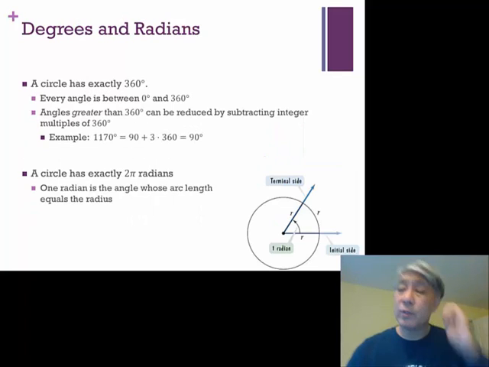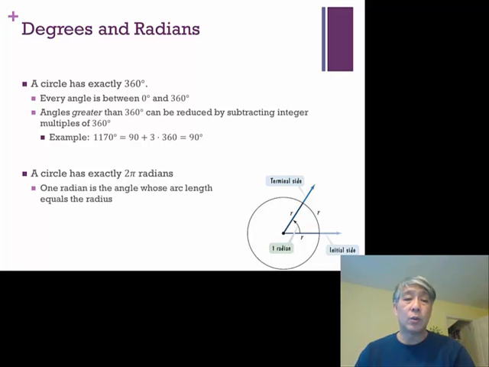Okay, so degrees and radians. Historically, a circle will have exactly 360 degrees. I believe this is from one of the ancient civilizations, Babylon, I believe it was. They came up with this measurement. They had a base 60 mathematical system where instead of counting from 1 to 10, they counted from 1 to 60, actually 1 to 59. And so they broke a circle up into 360 degrees. And every angle will therefore be between 0 and 360.